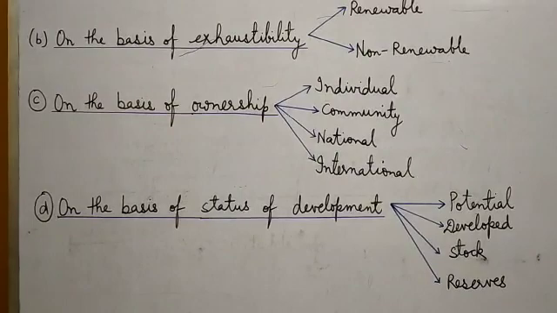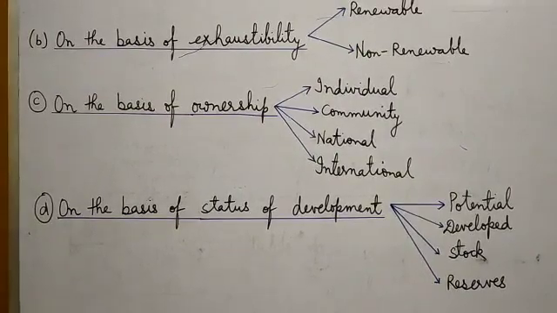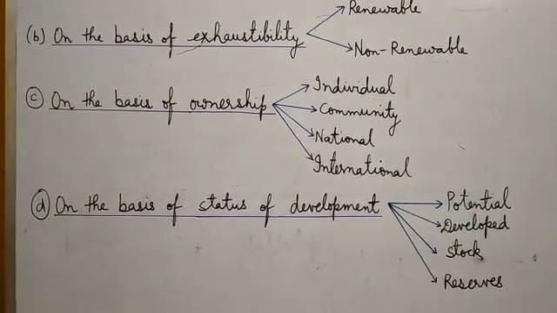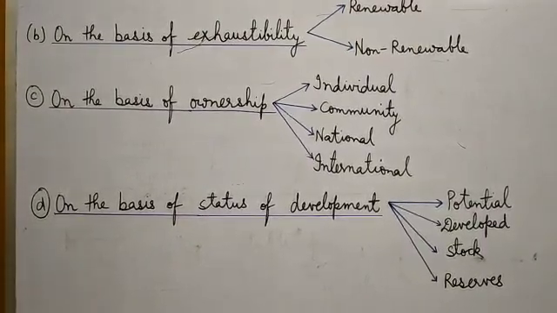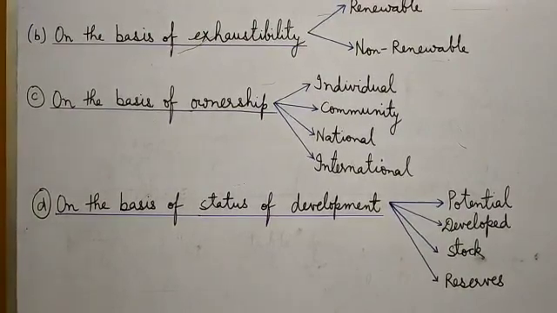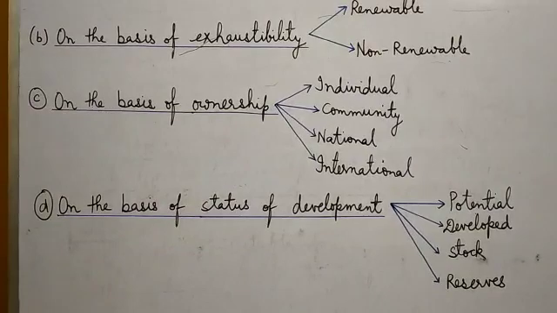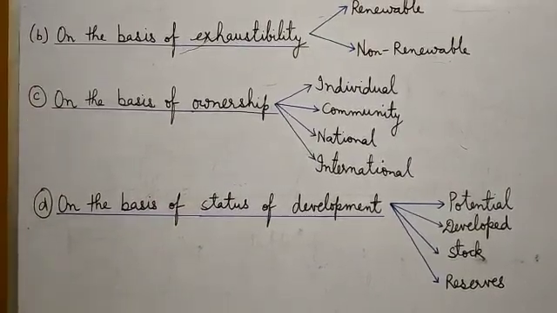Then next is stock. These are resources which are potential to satisfy human need, but human beings do not have the required technical knowledge to use them. For example, hydrogen and oxygen in water can be a rich resource of energy, but technical know-how for this purpose is not available. So it is a stock resource for us.